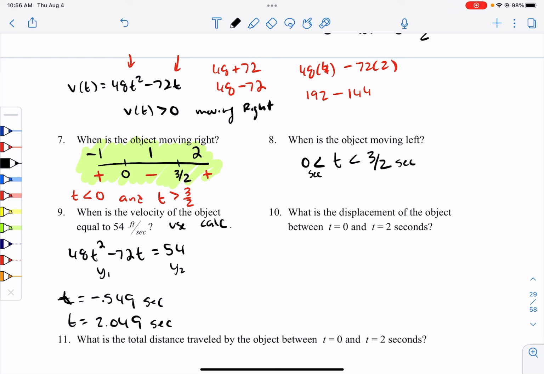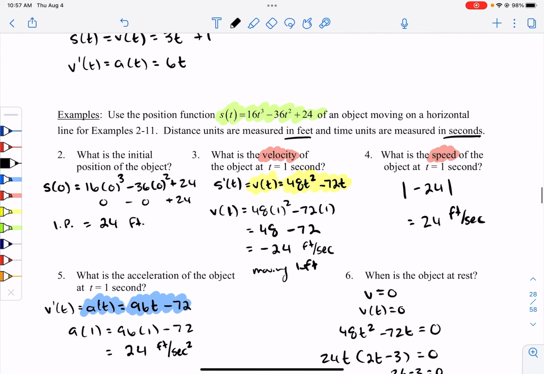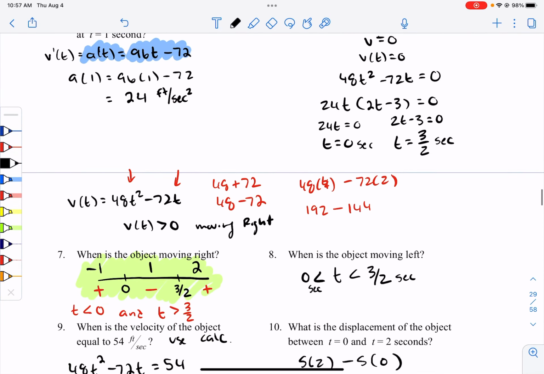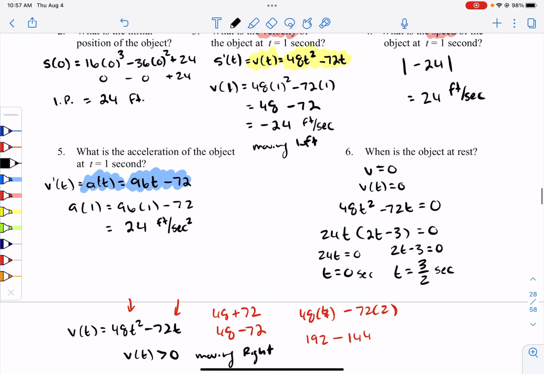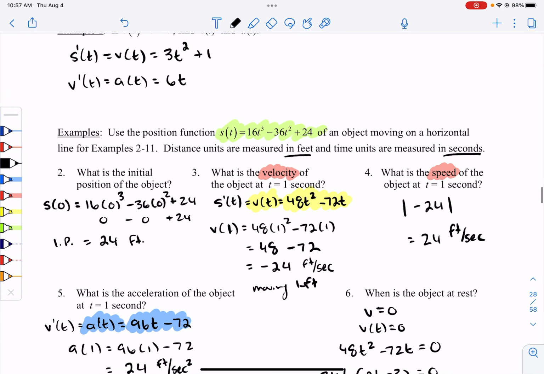Number 10, what is the displacement of the object between 0 and 2? Remember, displacement is how far I ended up from where I started. So I want my ending position minus my starting position. Now, I think we already found our starting position, right? Our starting position is 24. I do need to find my ending position, S of 2. So I'm going to move up here and do it.